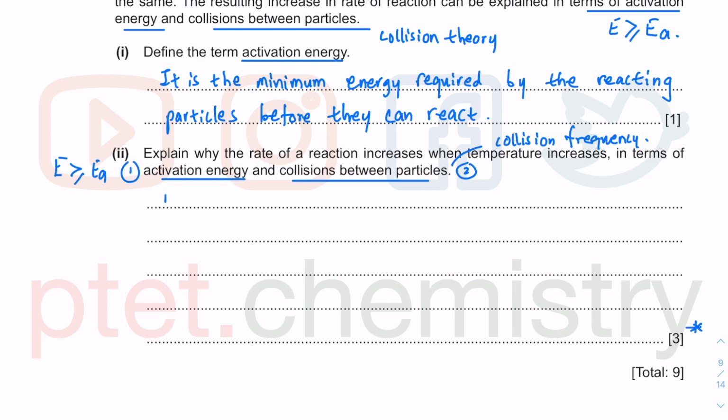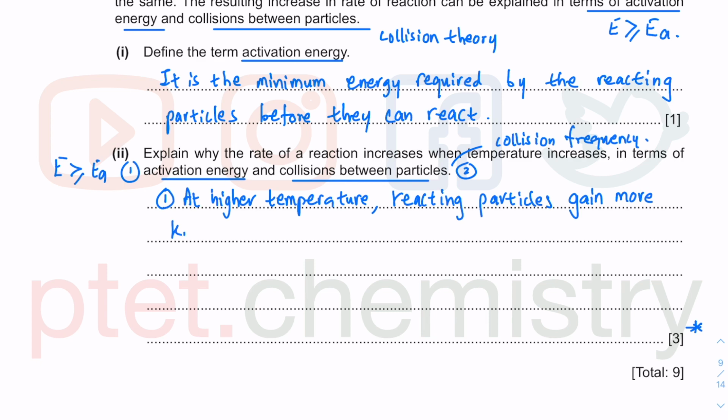The first point: at higher temperature, or as temperature increases. These are our fixed essay, to be honest. Then we say reacting particles will gain more kinetic energy, as we know that temperature is a measure of the average kinetic energy of the particles. So the particles gain more kinetic energy, they move faster and collide more frequently. So that is to do with frequent collision, which should actually be number 2.